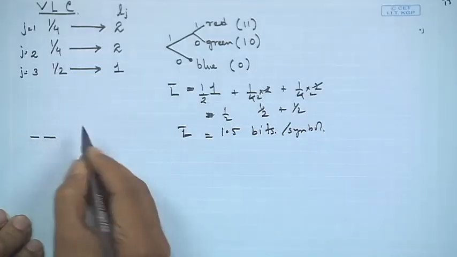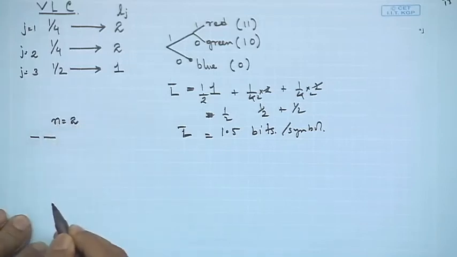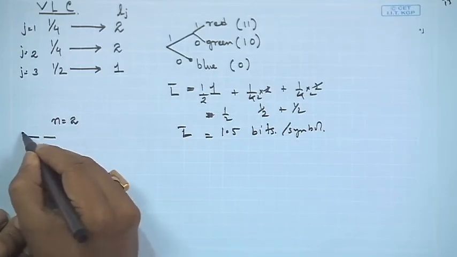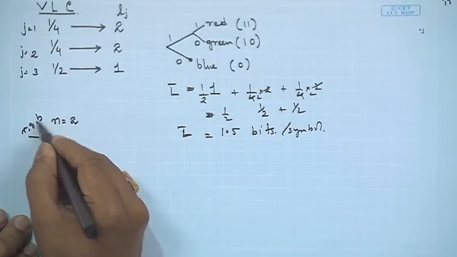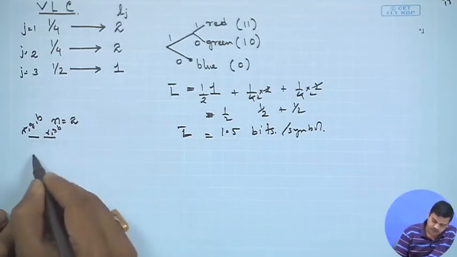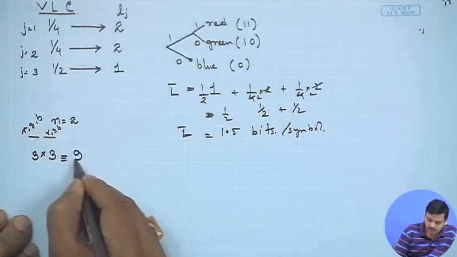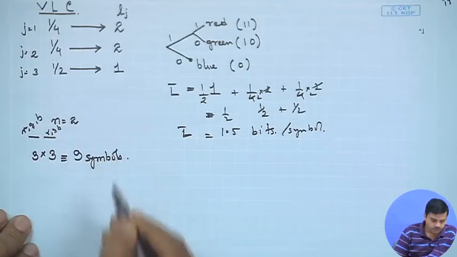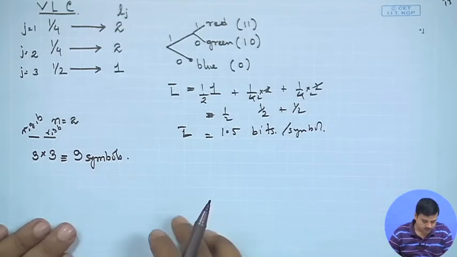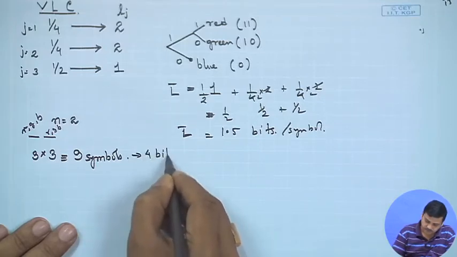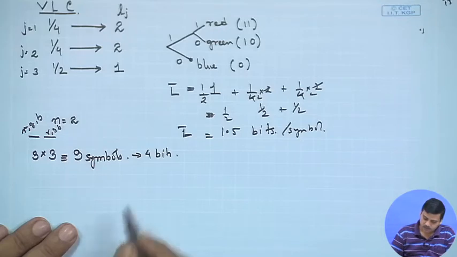Now let us say we take tuples where n is equal to 2. So, if n is equal to 2, then we have 2 symbols. Each place can be filled by 3 different options, that is red, green or blue, again red, green or blue. So, this position could be filled in 3 different ways, this position could be filled in 3 different ways, resulting in 9 symbols, right. If it results in 9 symbols, then we would require 4 bits.